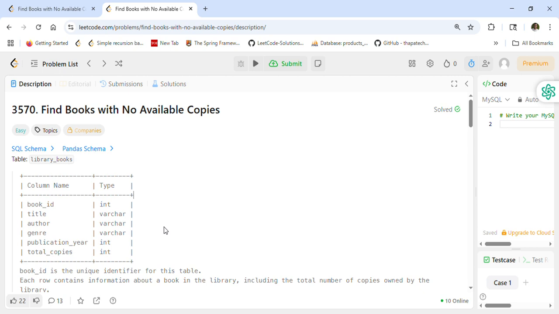We'll first understand the problem statement clearly, and then we'll write the SQL. There are two tables given to us in this problem. One is library books. This is the first table.